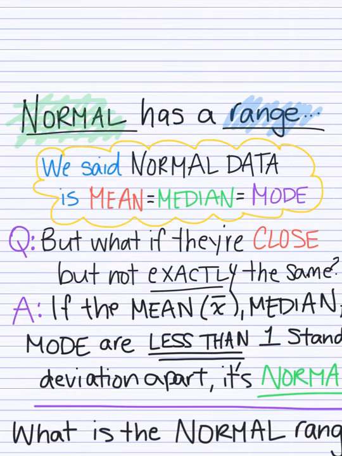Welcome back. We've been learning about what makes data normal. We've talked about how normal data, right here, is when our mean equals our median equals the mode, meaning that all three of these measures are the same. And then our most popular question has been, well, what if they're close, but they're not exactly the same? And the answer that we learned last class was if the mean, and that's usually represented by x with the bar on top, the median and the mode are less than one standard deviation apart, it's considered normal.